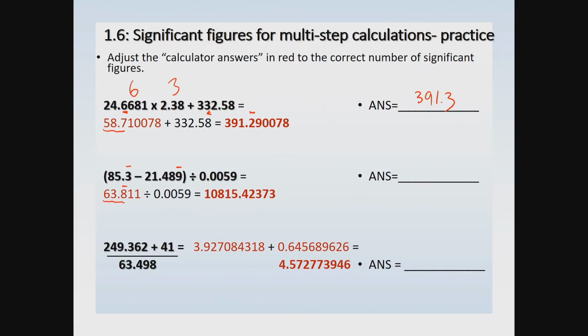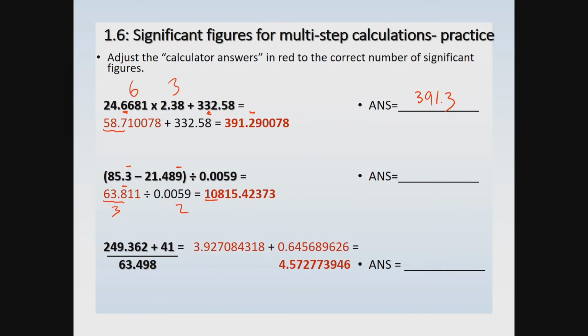Now, the last step is a division. In the last step, we have to apply the rules of division for rounding significant figures. And so there, what we consider is the number of significant figures in the numbers we're dividing. So here in 63.811, we have 3 significant figures. On the next number there, 0.0059, we have 2 significant figures. And so since, again, this is division, we round the answer to the least number of significant figures, so it should be 2 significant figures. And so we're going to round here to 2 significant figures.